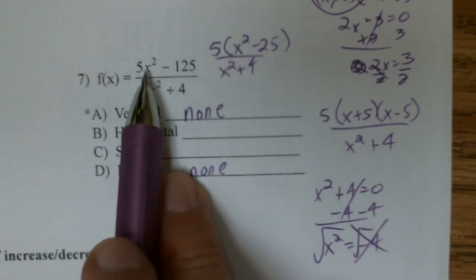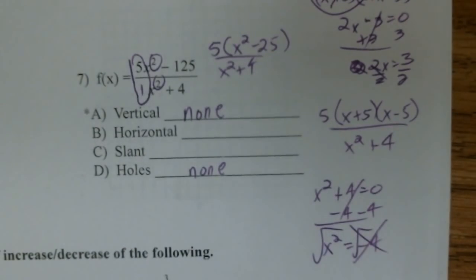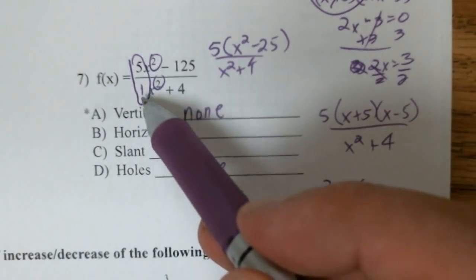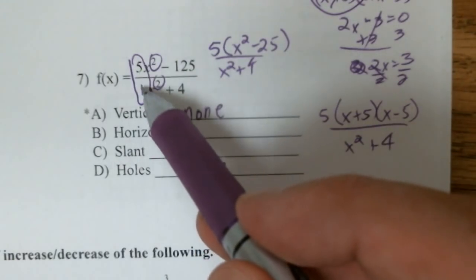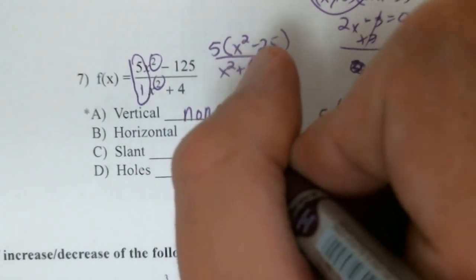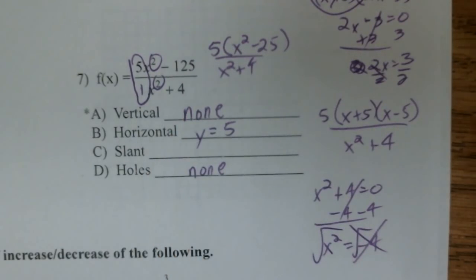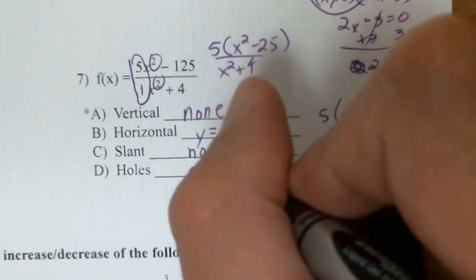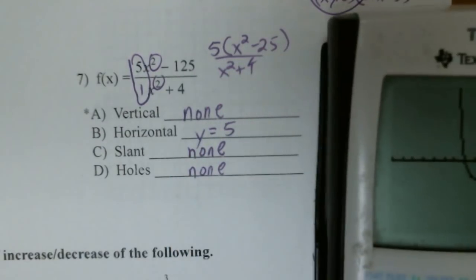Horizontal, the n and the m match. These two are the same, and when they match, I simply look at the coefficients. If the equation of the horizontal asymptote is y equals a over b, it's just that coefficient divided by that. So that's going to be 5 over 1, or y equals 5. I don't have a slant asymptote because I'm not top heavy by 1.